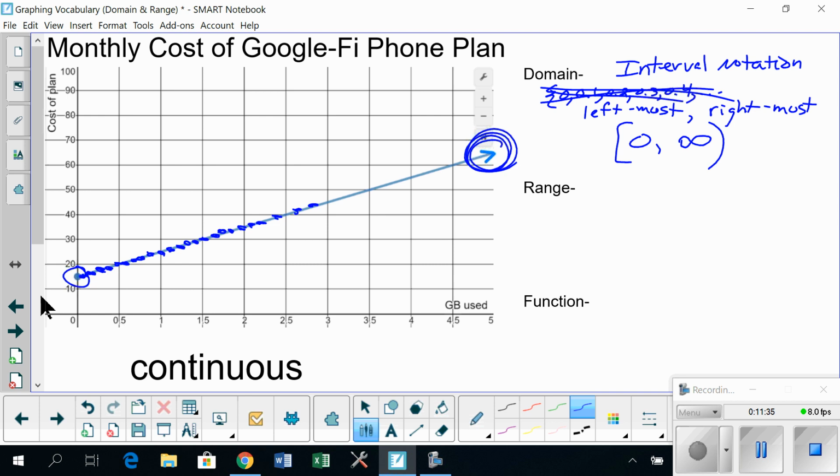Okay, now notice you don't have any numbers here to the left of the 0. The leftmost point you can have is a 0. We put it in a square bracket. And then the rightmost point is an arrow. We're going to put an infinity symbol for this.